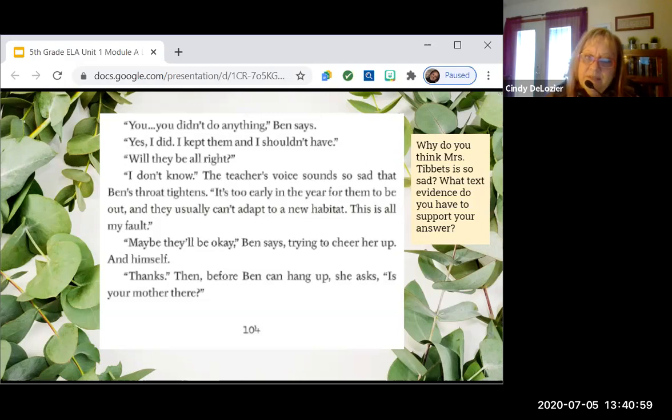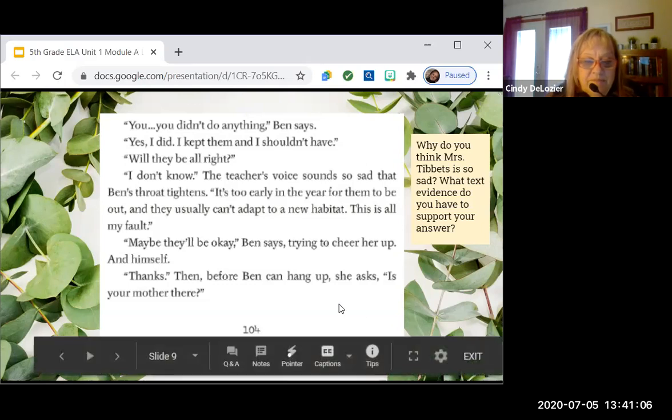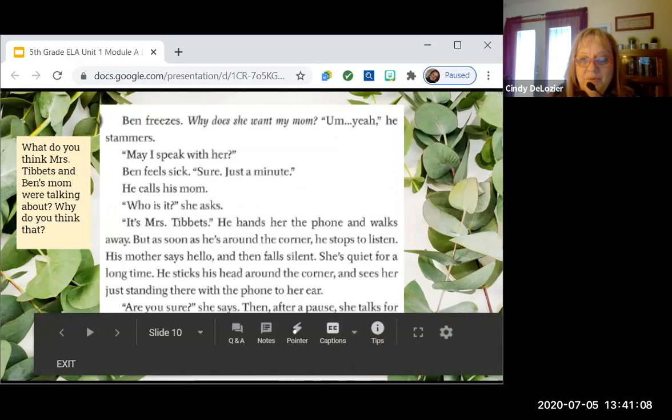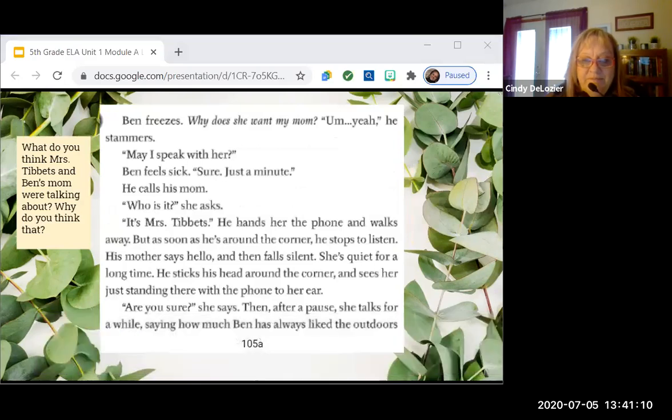So why do you think Mrs. Tibbets is so sad? What text evidence do you have to support your answer? I wonder what she's going to ask Ben's mother.